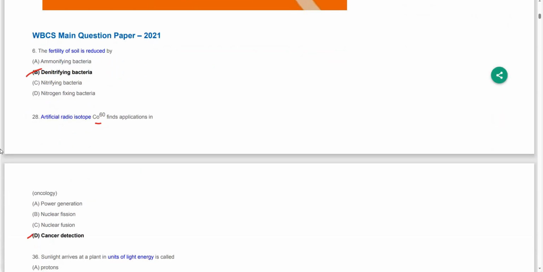Moving on, artificial radioisotope CO60 finds application in oncology, that is cancer detection. So artificial radioisotope cobalt-60 finds application in oncology, that is to say cancer detection.